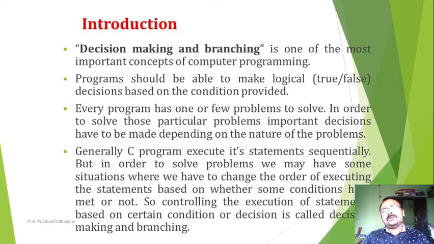and branching is one of the most important concepts of computer programs. A program should be able to make logical true or false decisions based on the conditions provided. That means in decision making we have some true or false conditions, and we choose which code is executed after the condition is true and which code is executed after the condition is false.